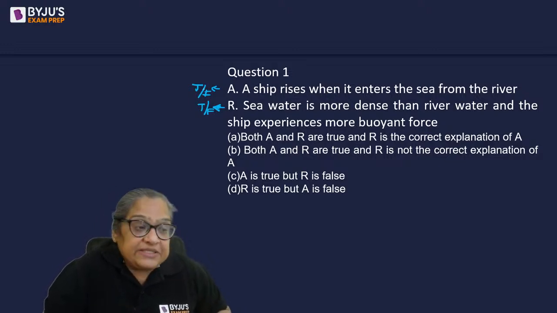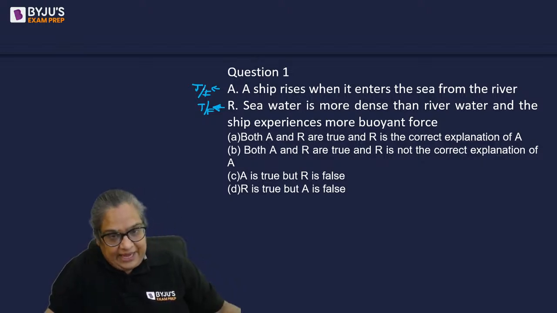A ship rises when it enters the sea from the river, true or false? Sea water is denser than river water and the ship experiences more buoyant force, which is why it rises. Is that the explanation? What do you think? Don't be afraid to make a mistake. Give me your answer, A, B, C or D, and then we'll move on to the next question.